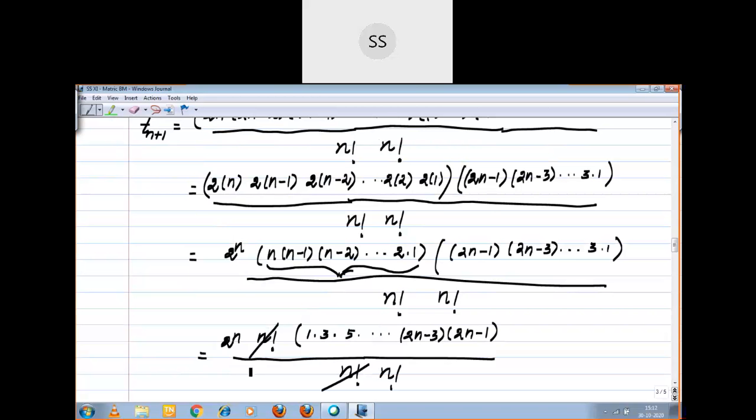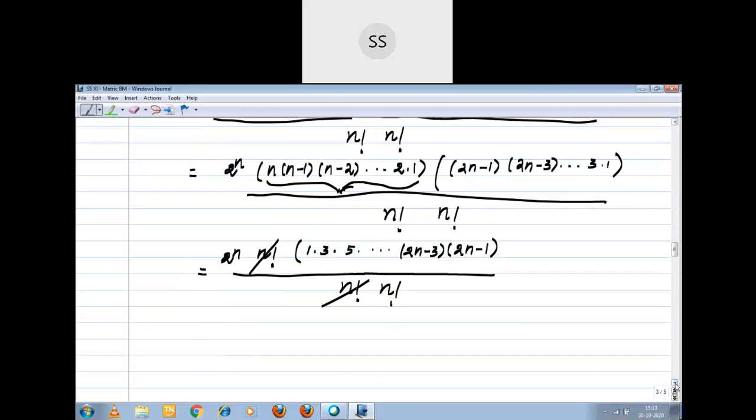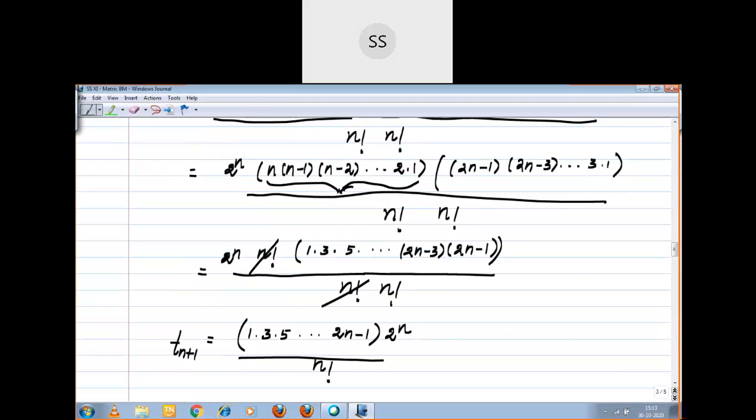Two to the power n into n factorial. The curly bracket I mentioned here, that should be replaced by n factorial. Then you have to write it in the order: 1 into 3 into 5 into, etc., 2n minus 3 into 2n minus 1. The whole thing divided by n factorial into n factorial.